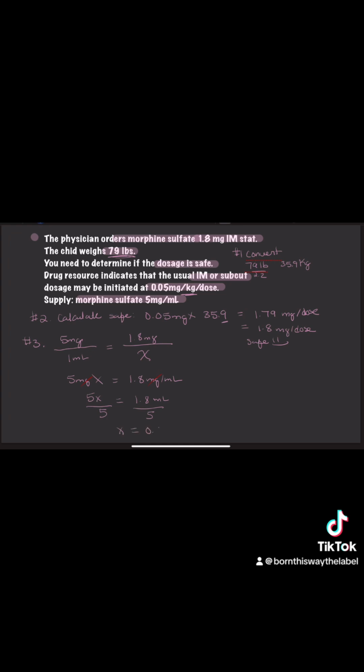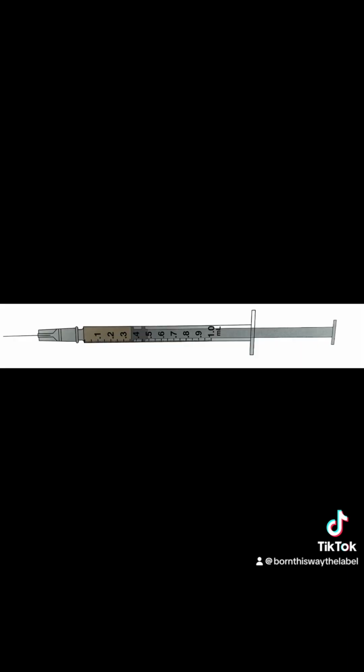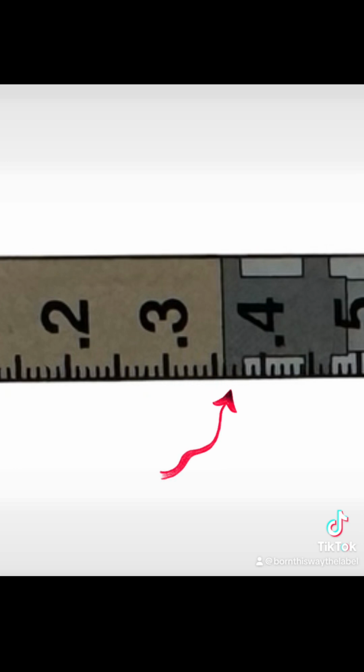x equals 0.36 milliliters. So realistically, you're going to now, in the supply room, figure out which appropriate syringe to use. So here, I just wanted to show an example of a 1 mL syringe, and I'm going to zoom in a second to show you where the line would be to draw up 0.36 milliliters. Here you go.